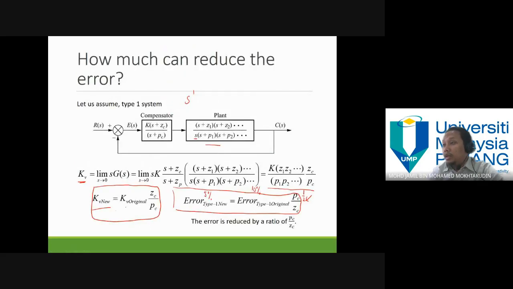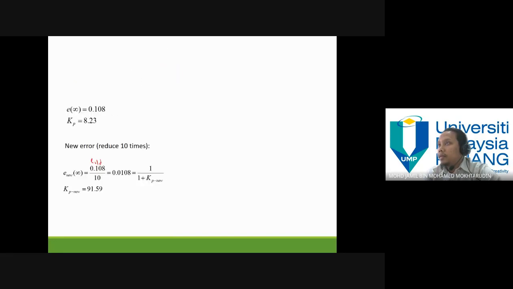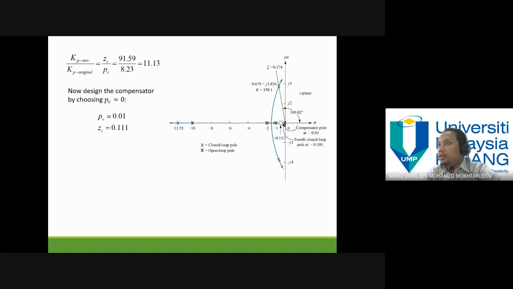Okay, so earlier I showed you this formula. This error is not the steady state error. This is a different error. There are so many errors, I forgot. So to find the ratio, we use Kp new divided by Kp original. So the ratio is 11.13. So now you can design the compensator.